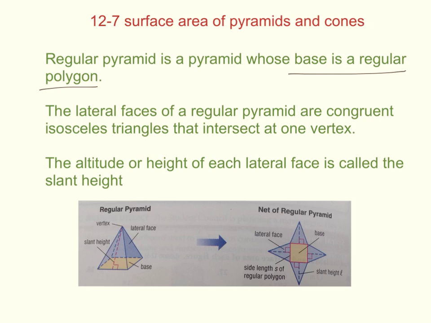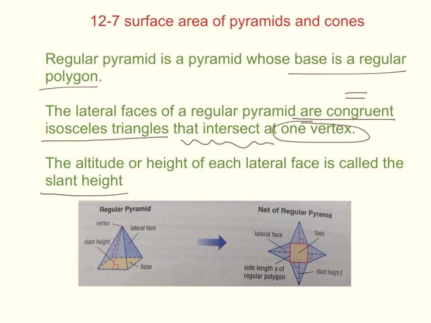The lateral faces, which means the faces that are not the base, of a regular pyramid are congruent, so they're equal, isosceles triangles. That means two of the sides of the triangle are the same, and they intersect at one vertex. That's what makes it a pyramid. And the altitude or the height of each face is called the slant height.